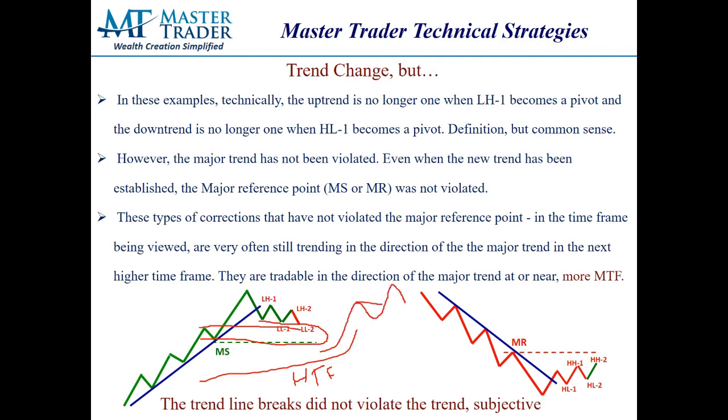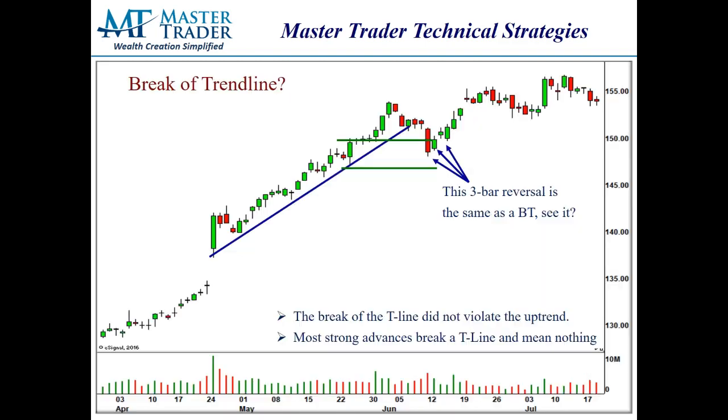Just like we would buy normally in an uptrend at minor support, what we're looking for is this correction in the lower time frame to come into alignment with a buy setup in the higher time frame. No questioning here. Do we have the break of a trend line? Well, sure, but does it break the trend? Absolutely not. The break of the trend line was meaningless.